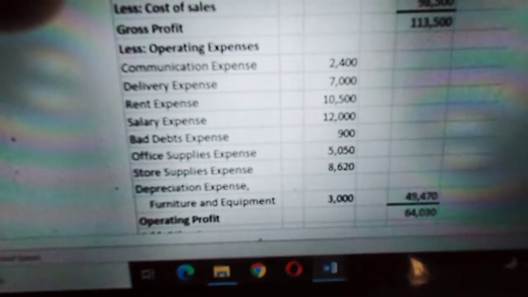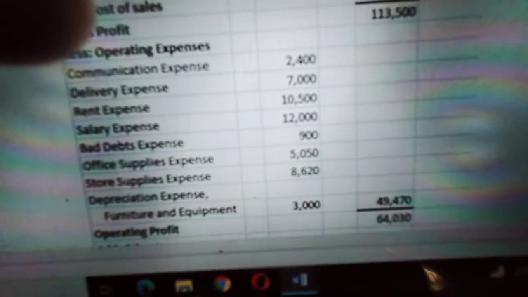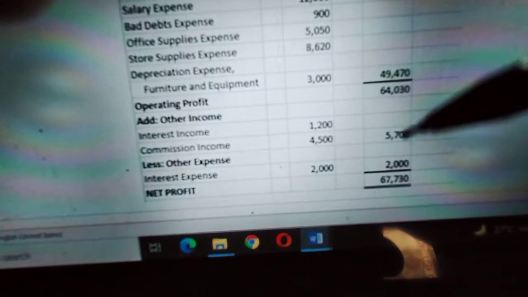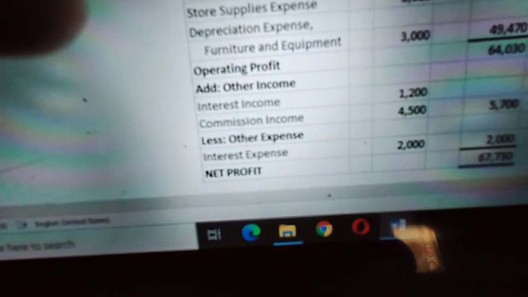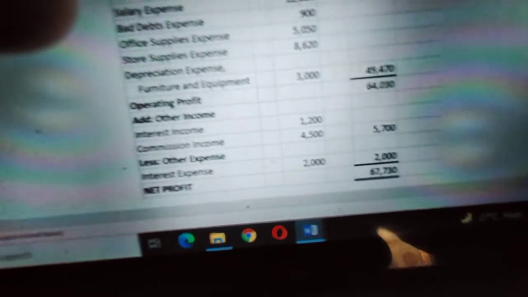Ayan, ang total niya ay magiging 49. Pag niles mo yan dito sa 113, ang inyong operating profit ay eto, 64,030. So, operating profit na yan, meron pa tayong other income. So, i-add mo yan dito sa 64, magiging 67,790. Yun yung iyong net profit. Okay? Ito na yung actual, yung real profit mo. Yun yung net actual. So, that's it for today. So, answer now, module number 7. Thank you for listening.